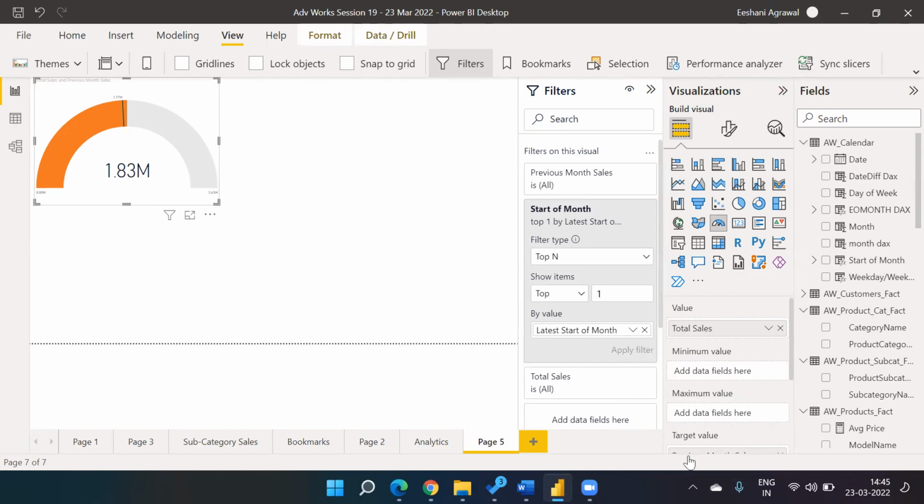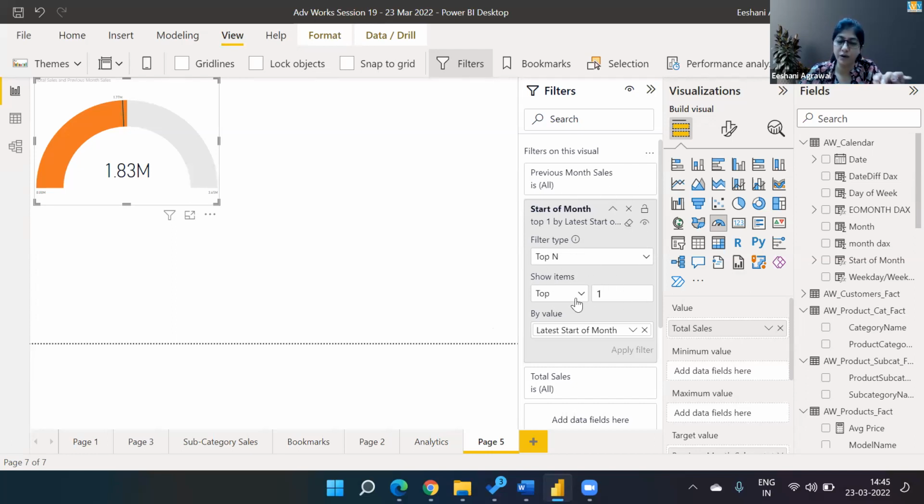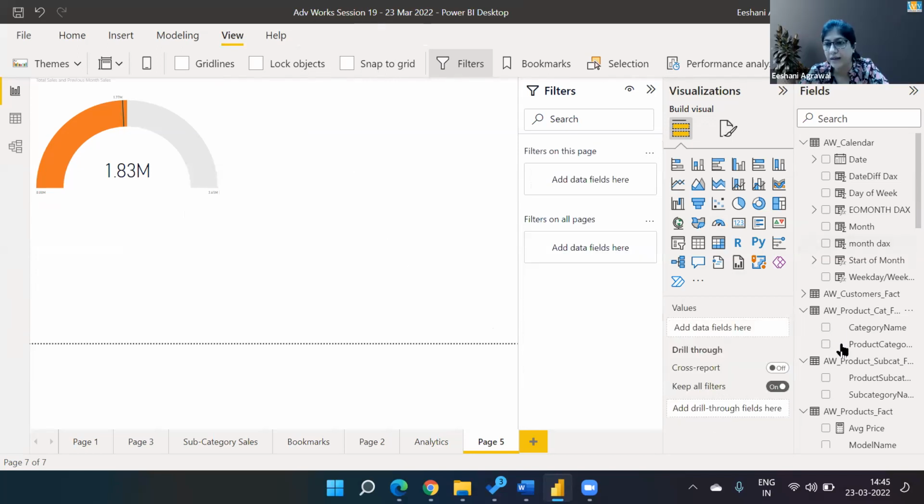Okay, so we put a target value, but for the target value to work, what is required is that you do this filtering part just like how we had to do for our text cards. Kind of same thing. We are saying we want the top N, we want the first one, based on the latest start of month. Okay, this I've done for sales. I think previous month we've also done for quantity, so we can create one more.